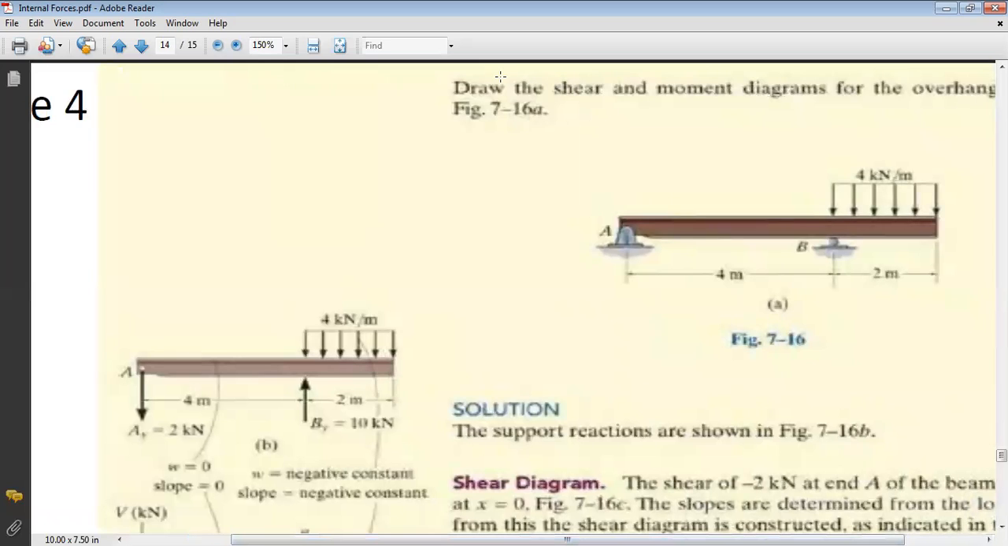I have a pin here, so I have an AX and an AY. Okay. Look here. Who can tell me how I can predict that AY will be down and not up? Who will tell me why AY should be downward and not upward?